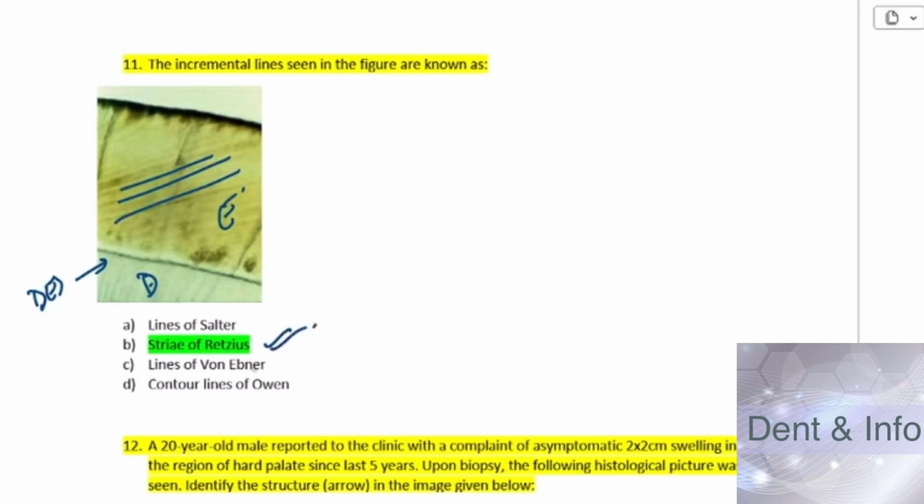Okay, all are the names for the incremental lines. Ovens are a more accentuated form of von Ebner lines. Since the bulk of the picture is showing enamel and the majority of the incremental lines in enamel are shown, we will go for striae of Retzius. Okay, incremental lines of Retzius.